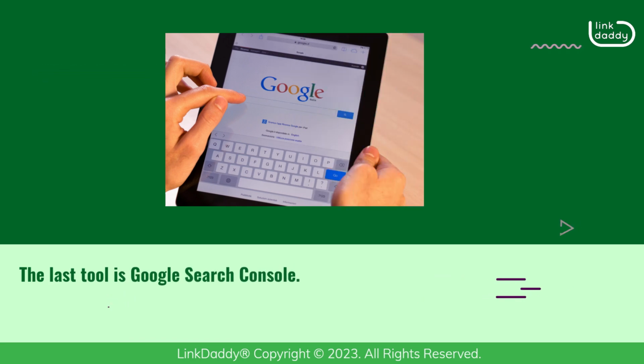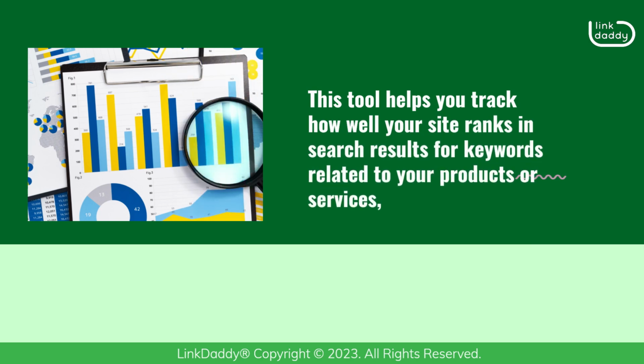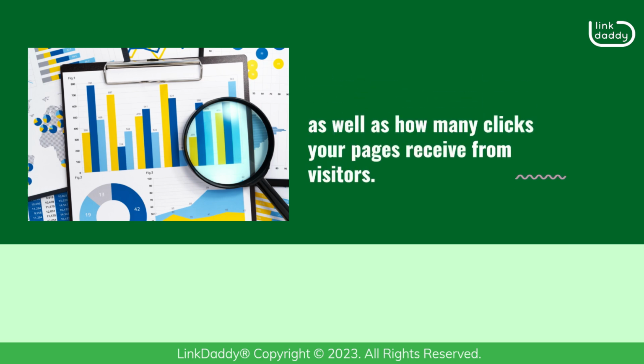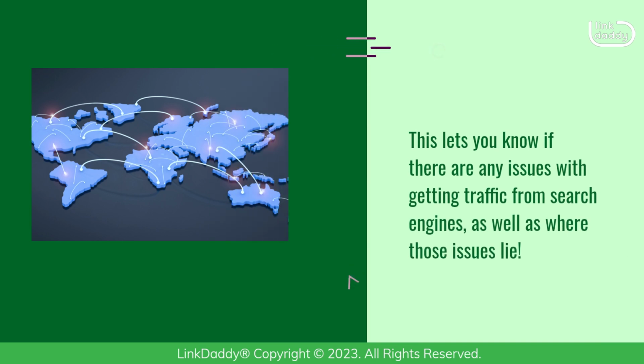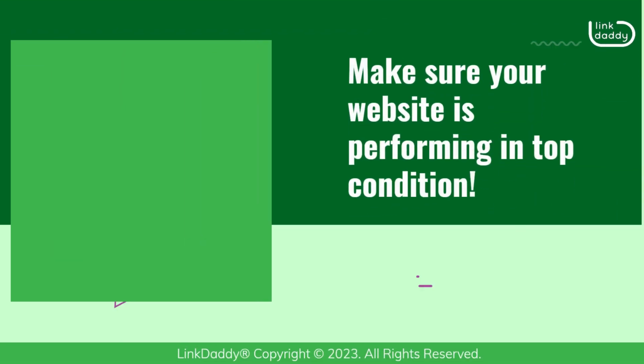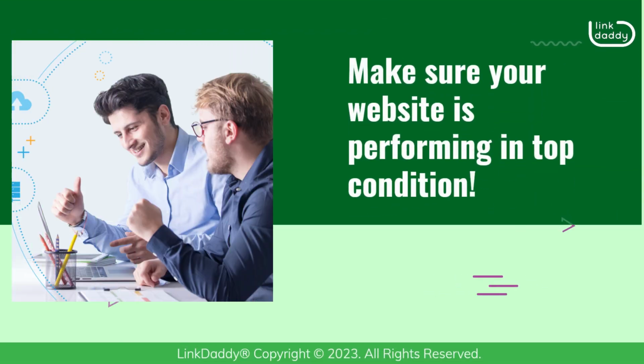The last tool is Google Search Console. This tool helps you track how well your site ranks in search results for keywords related to your products or services, as well as how many clicks your pages receive from visitors. This lets you know if there are any issues with getting traffic from search engines, as well as where those issues lie.